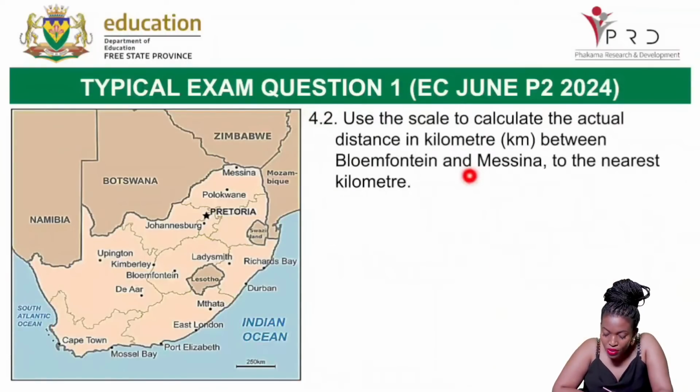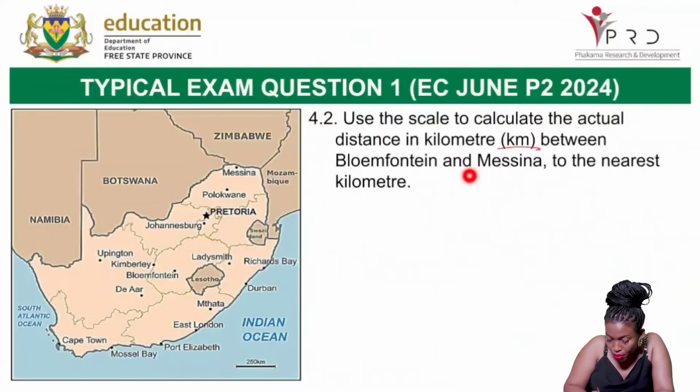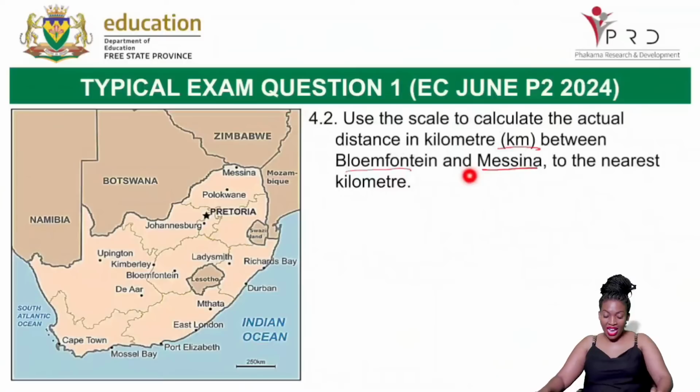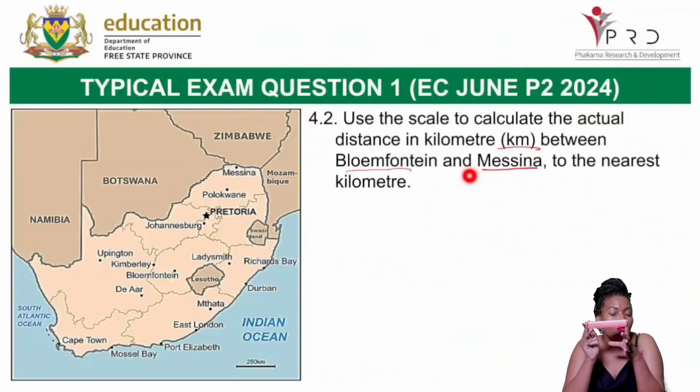4.2, use the scale to calculate the actual distance in kilometers between Bloemfontein and Messina to the nearest kilometer. Again, you are not even given an instruction. The only thing is that you must use the scale. You must know that you cannot only use the scale, you must use the scale together with the ruler. So I want to give you guys 1 minute to attempt this question, and then I'll be back, then we can do it together. 1 minute.